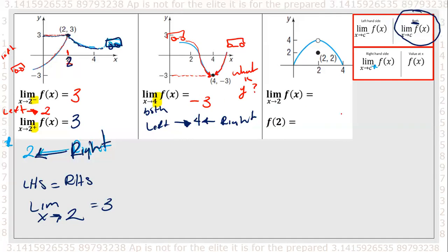Any questions, guys? Sorry about that. I'm struggling here with this stuff.